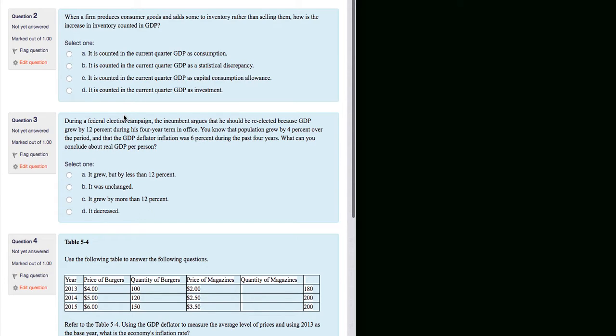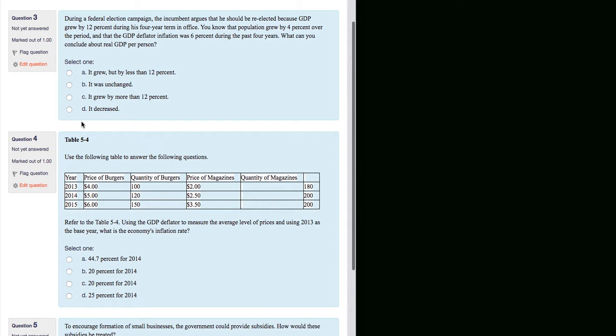And actually, if you go back to the section on investment, it counts increases in inventory, and also investment in capital goods such as machinery and other things like that, and new residential structures. But inventory investment is clearly one. So it's not counted as consumption. It's not a statistical discrepancy. It's not the capital consumption allowance. It's really counted as investment.